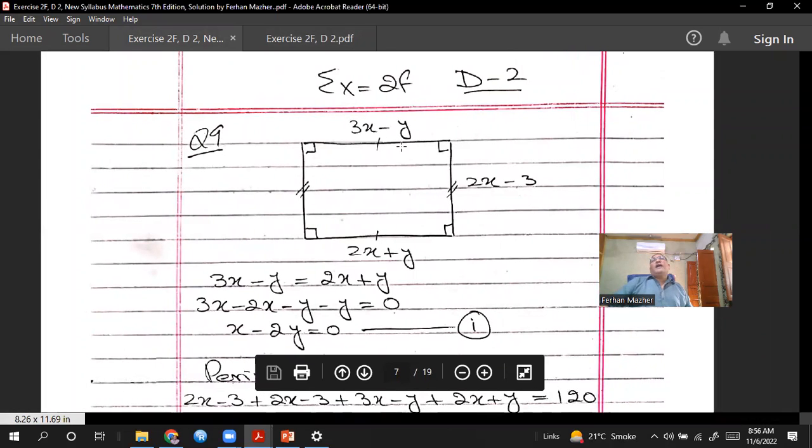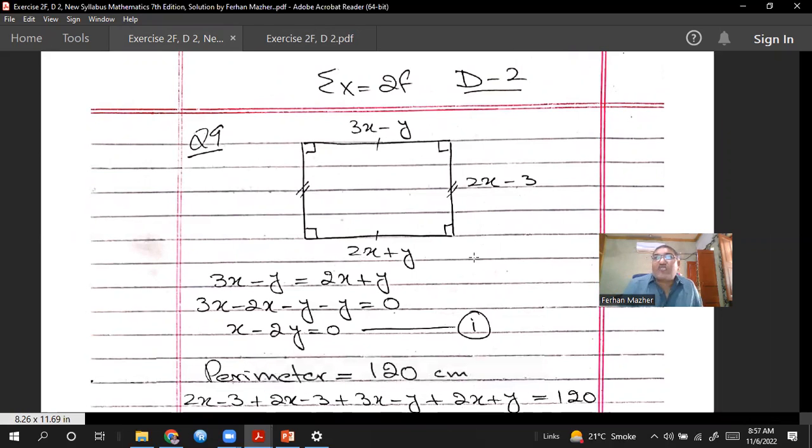Okay, so I will equate this and this. So 3x minus y is equal to 2x plus y. 3x minus 2x minus y minus y. 3x minus 2x minus 2y equals 0. So you will have x minus 2y equals 0.